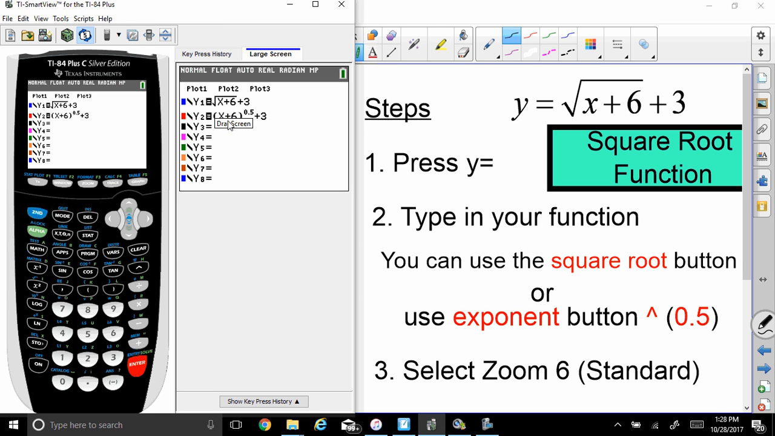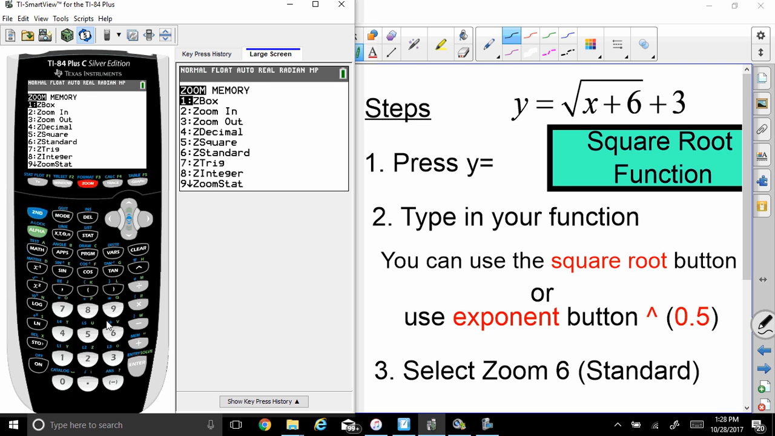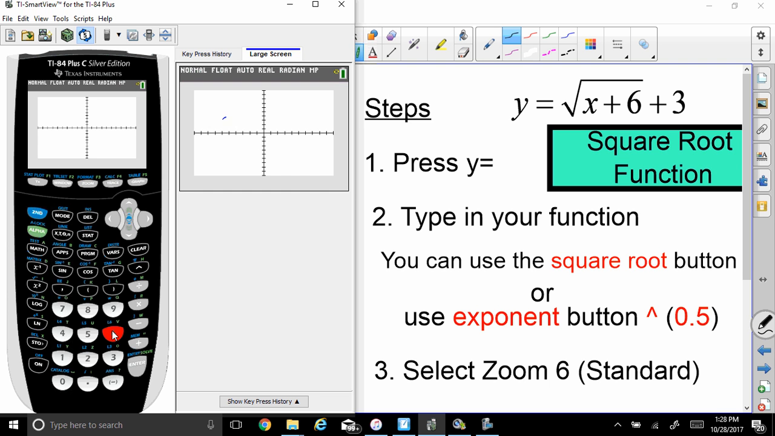If we graphed it correctly, they should graph over each other. One will be in blue, one will be in red. Now select Zoom 6. That's our standard window. And watch the graph. Here's the magic. Notice it's starting over there, and it's continuous and going that way. Notice the red line is going right over it, and it's colored over it, so we know that our graph is correct whether we typed it in square root or exponent.